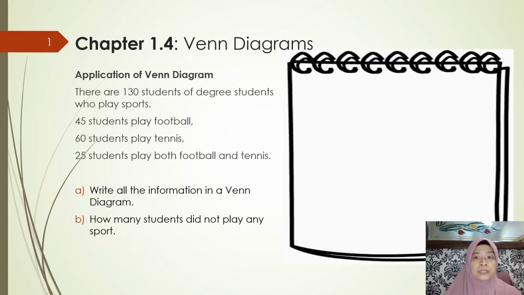Okay, now we look at the application of Venn diagrams. Let's say we have this kind of scenario. We have a total of 130 students who play sports, and we can see here 45 play football, 60 play tennis, 25 play both. When we say that 45 play football, you cannot assume that the 45 did not play tennis, right? They might play tennis also, right?